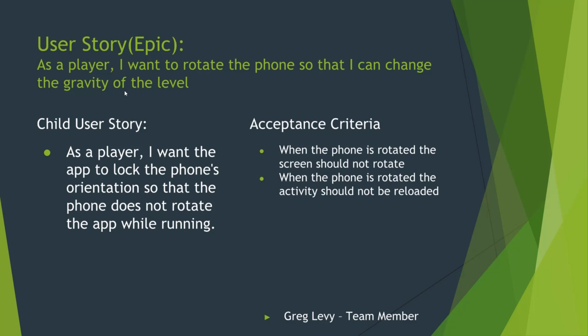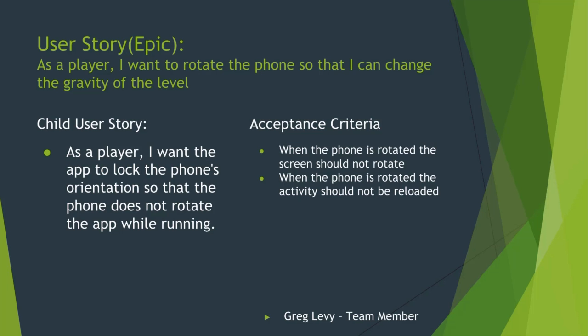Alright, child user story. As a player, I want the app to lock the phone's orientation so that the phone does not rotate the app while running. Acceptance criteria on that: when the phone is rotated, the screen should not rotate, and when the phone is rotated, the activity should not be reloaded.